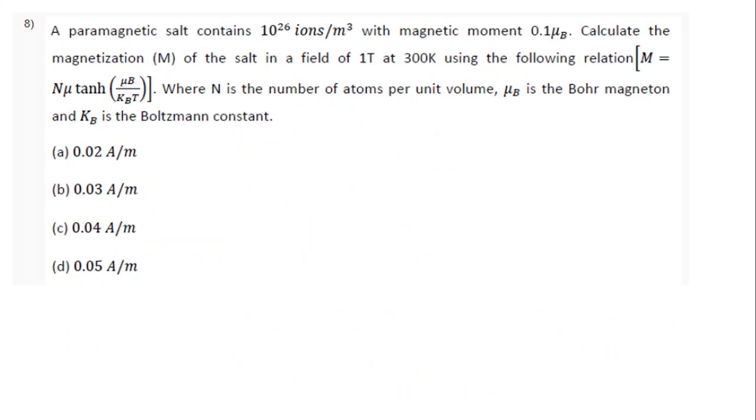Yeah, next question. A paramagnetic salt contains 10 to the power 26 ions per meter cube with magnetic moment of 0.1 Bohr magneton. Calculate the magnetization of salt. We need to calculate magnetization in a field of 1 Tesla at 300 Kelvin using this relation.